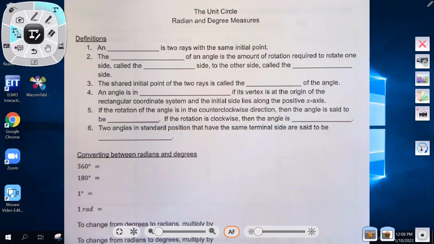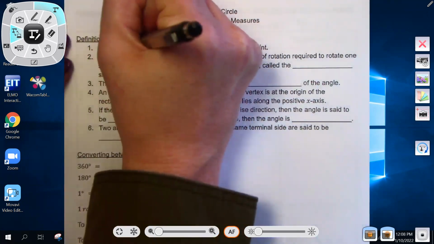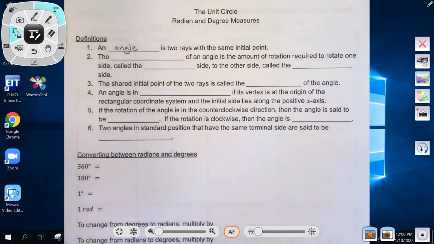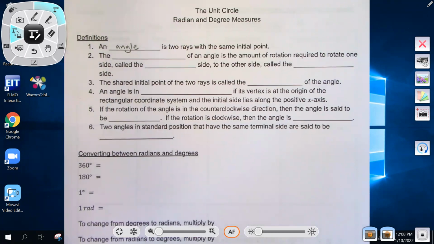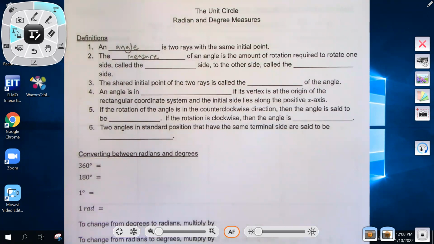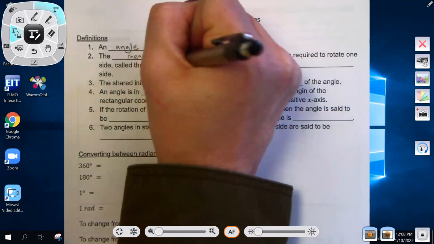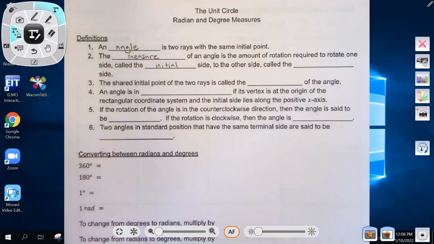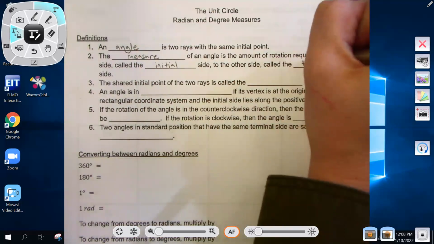Okay, we're going to start with some definitions. Number one, an angle is two rays with the same initial point. Number two, the measure of an angle is the amount of rotation required to rotate one side, which is called the initial side, to the other side, called the terminal side.